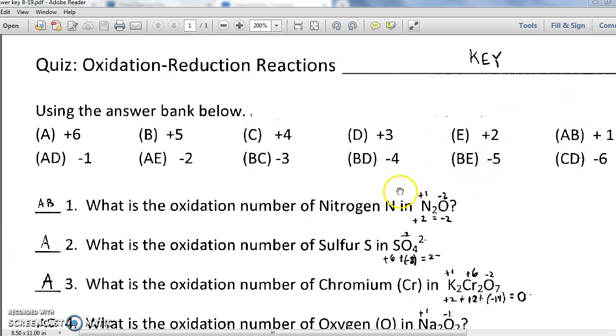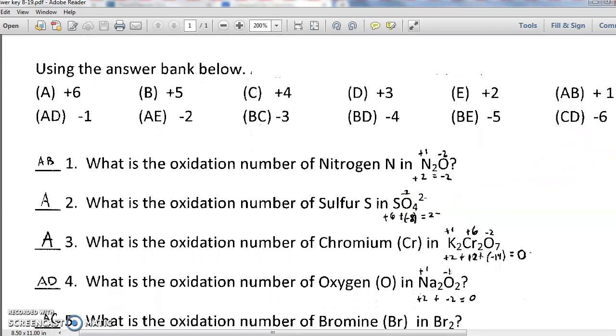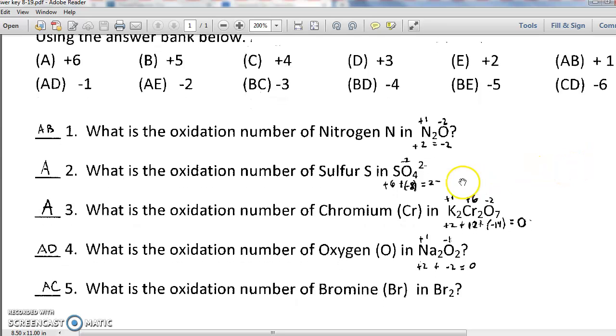That's letter AB. In our next question, we're dealing with sulfur in the sulfate ion, SO4. The sulfate ion is SO4. It is a polyatomic. It does have a charge of 2-. So that means the oxidation number totals must add up to -2. Sulfur's electronegativity is 2.5, oxygen's 3.5, so oxygen will get its -2 number.